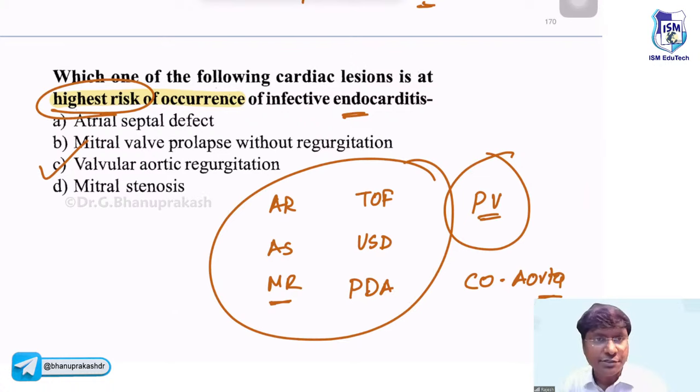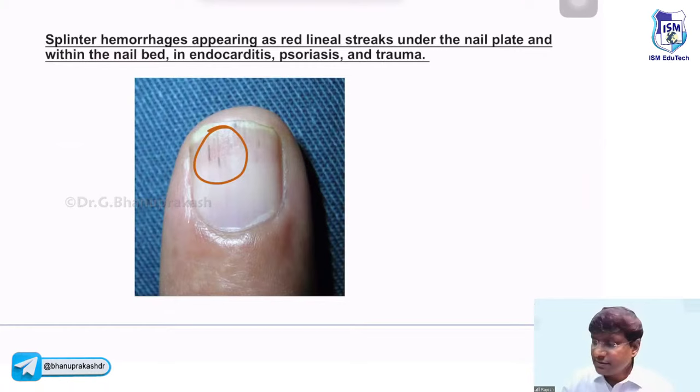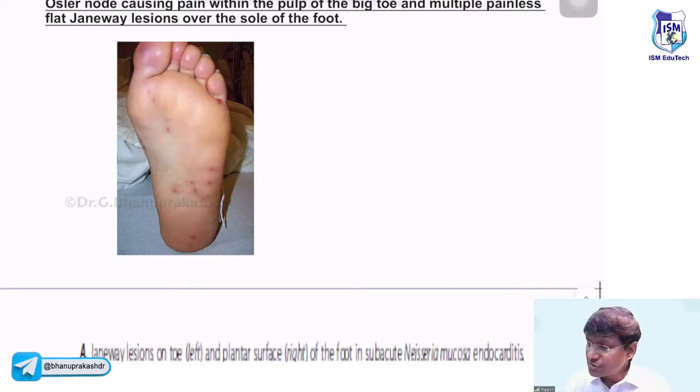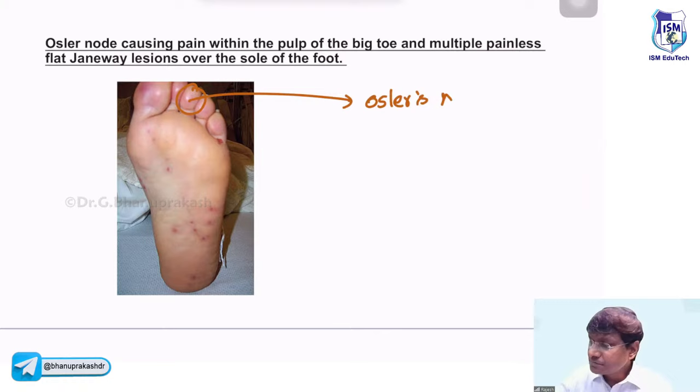Then some important images are there in infective endocarditis, right? In infective endocarditis, the emboli will enter into the digital circulation, causing what is called the splinter hemorrhages. And within the palm and within the foot, you see what is called the Osler's nodes. The Osler's nodes you observe within the pulp of the fingers.